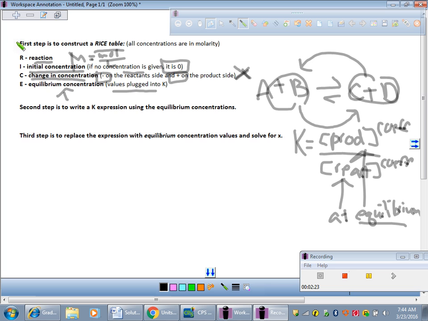So the first step is to write your RICE table. The second step is to write your K expression, and the third step is to plug in and solve. So we are going to do an example together. What I want to point out is that this is stoichiometry, so your change in X has to do also with the coefficients. So if you have a reaction where the coefficient is not 1, let's say it's 2, your change in X, if this was a reactant, would not be just minus X, it would be minus 2X. So we'll take a look at that.